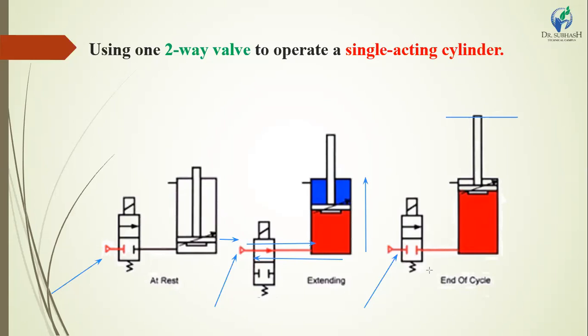If we require the cylinder to return in a downward direction, then we have to change the position of the 2 by 2 valve to the return position. That time is the retract condition, and the cylinder comes back to its original position.